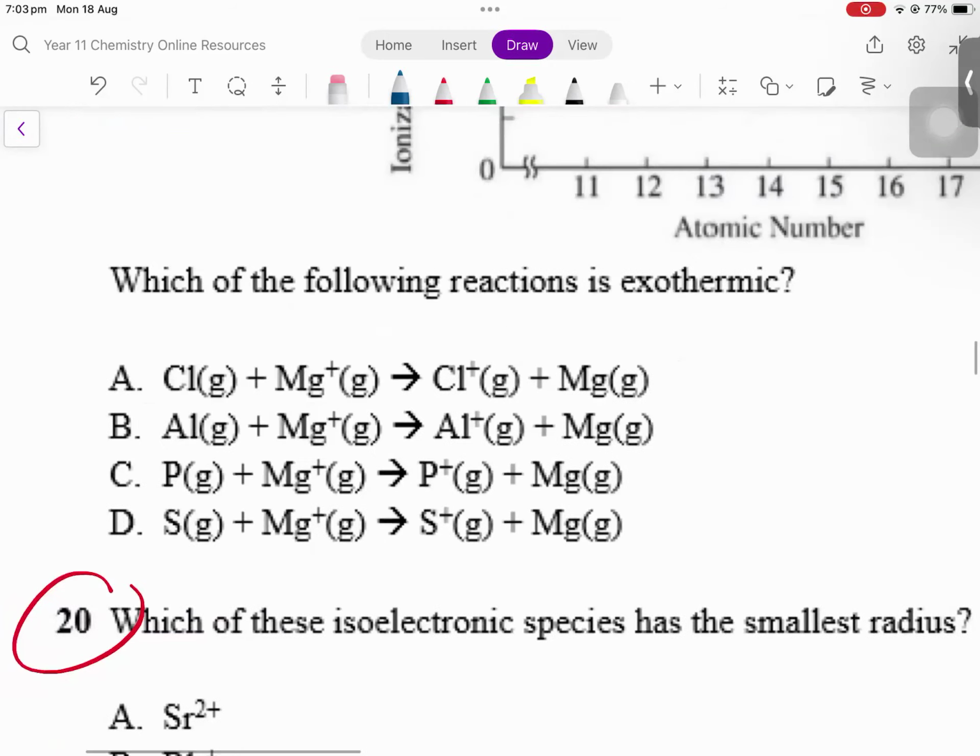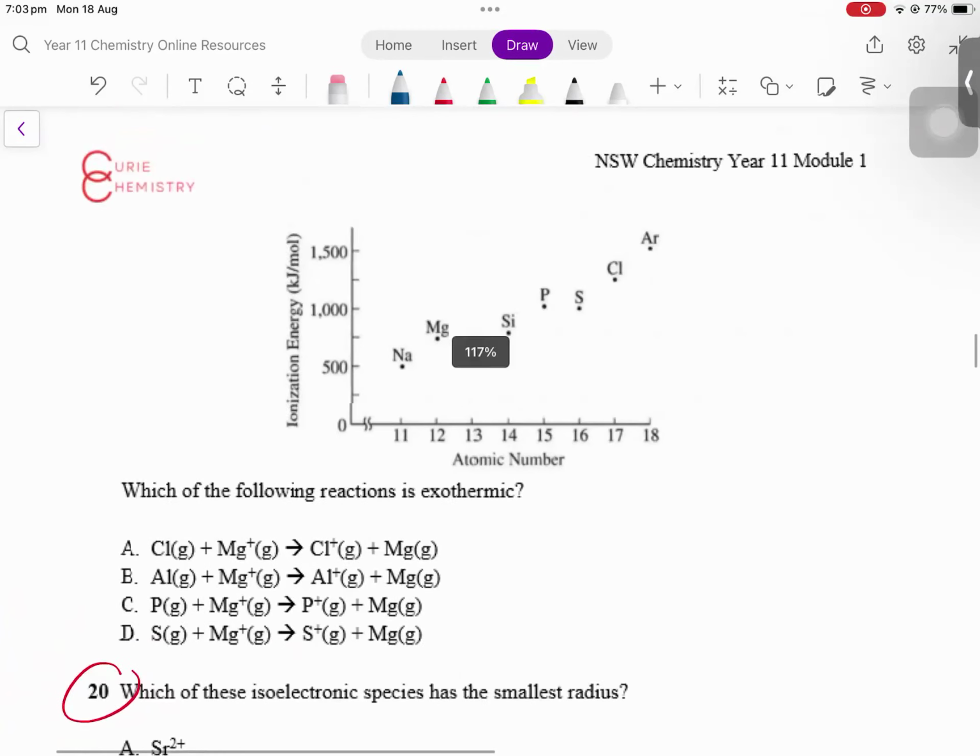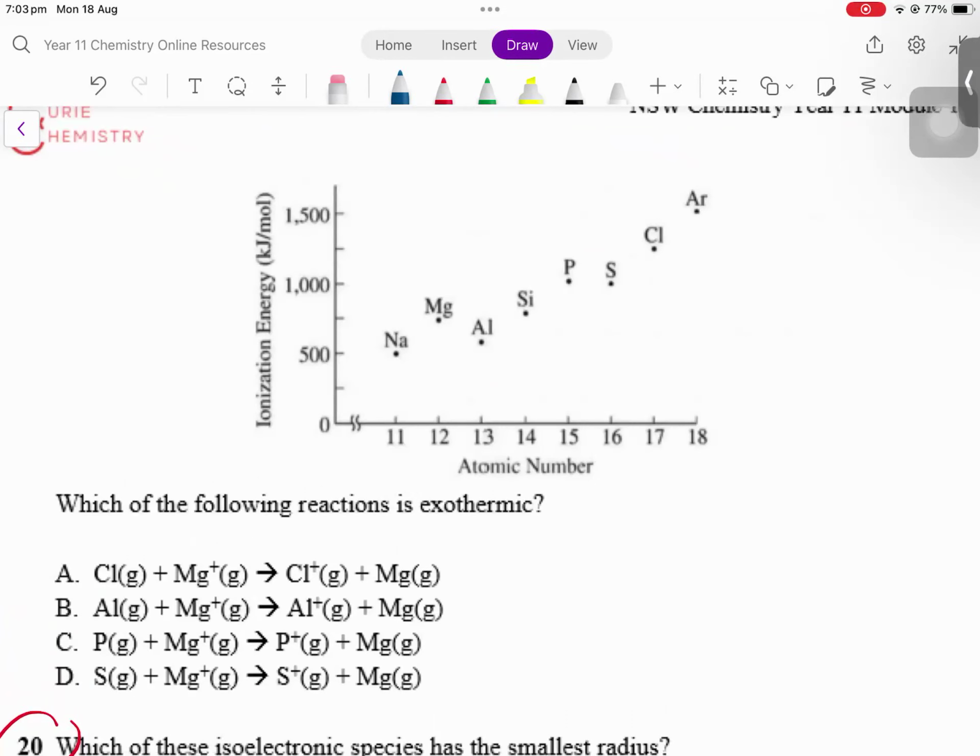And then you get a bunch of this. Okay. Module 4 revision as we go. What does it mean to be exothermic?